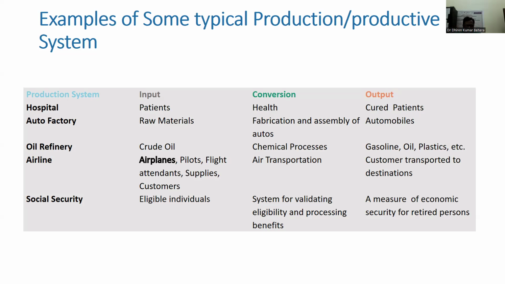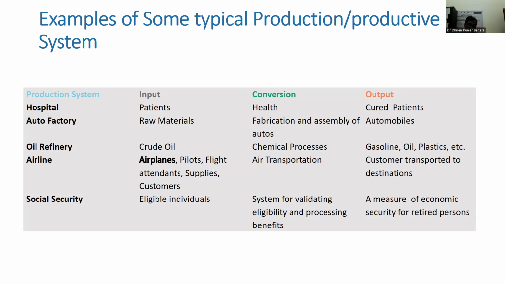Airplanes, pilots, flight attendants, suppliers, customers, etc. What are the objectives or the conversion during the conversion process? That is air transportation. It is the conversion process, that means transporting from one destination, one place to another place. So transporting to the destinations, and output, what is the output? Customers transported to destinations.